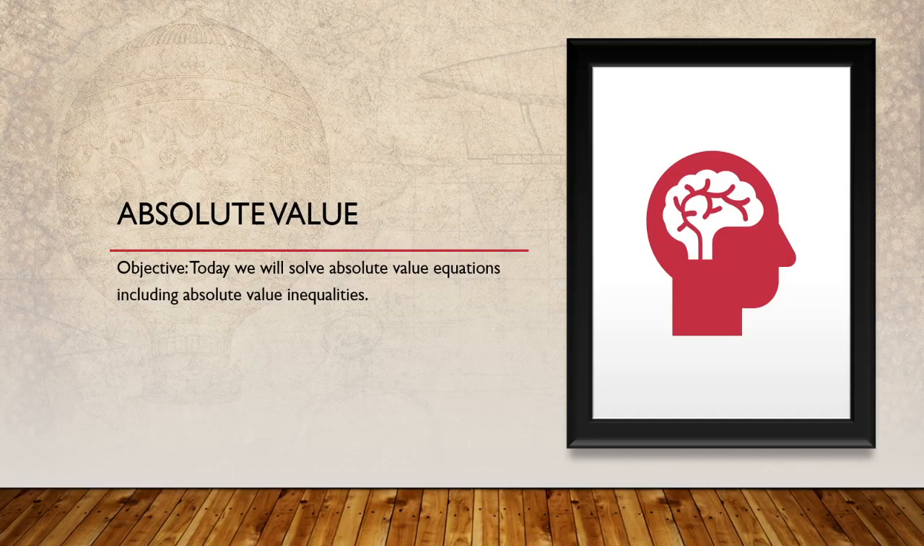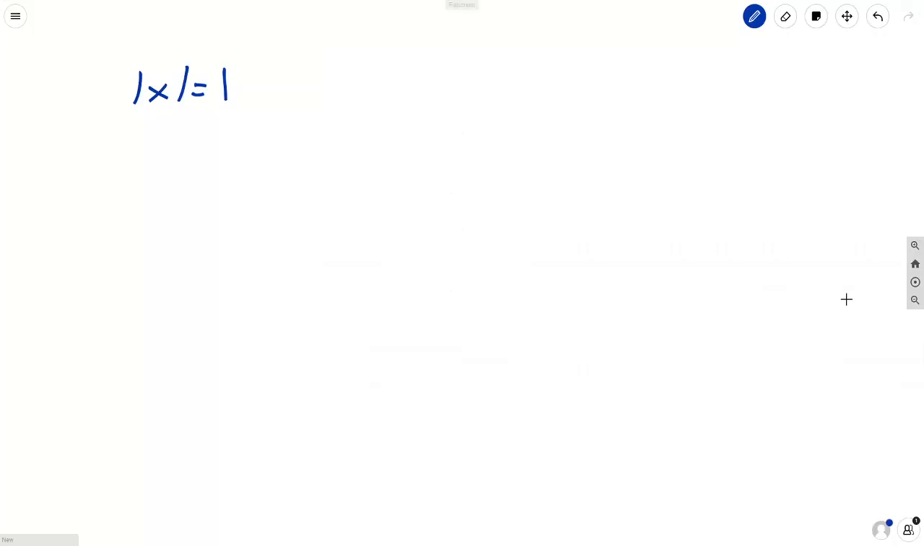Today we're going to solve absolute value equations, including absolute value inequalities. Now remember that absolute value is a measure of distance. So the absolute value of x, if it equals 1, we're saying that it's 1 unit away from 0 on the number line. So 1 unit away from 0 would obviously be 1. But we've got to remember about this guy here, the negative 1.